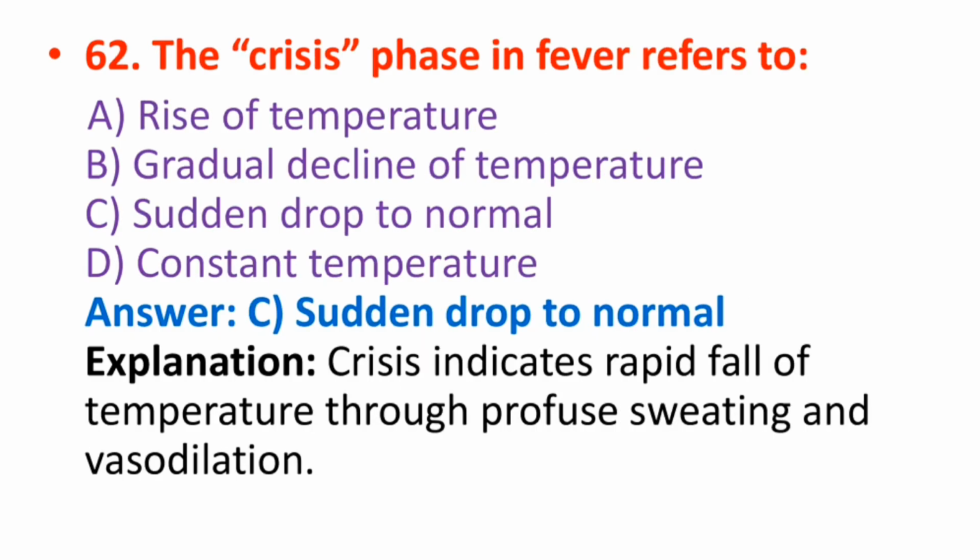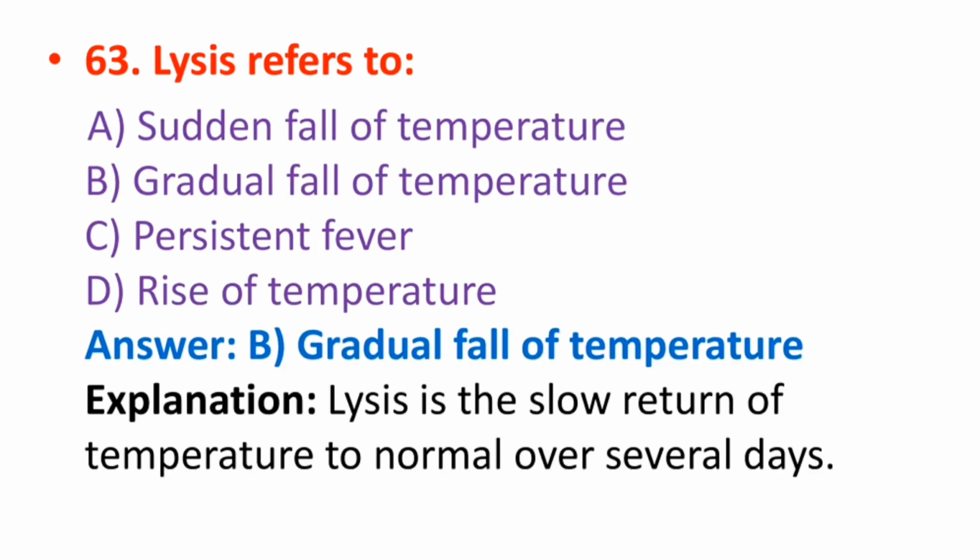The crisis phase in fever refers to option A, rise of temperature. Option B, gradual decline of temperature. Option C, sudden drop to normal. Option D, constant temperature. The correct answer is option C, sudden drop to normal. Crisis indicates rapid fall of temperature through profuse sweating and vasodilation. Crisis phase in fever refers to sudden drop to normal.